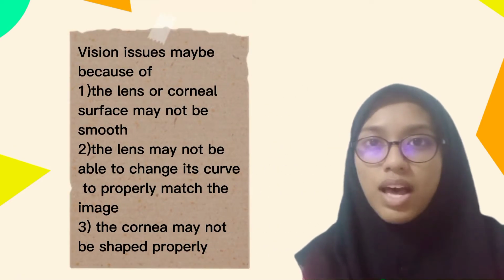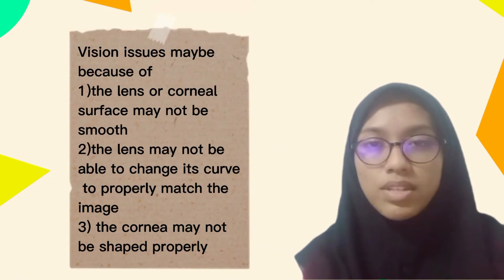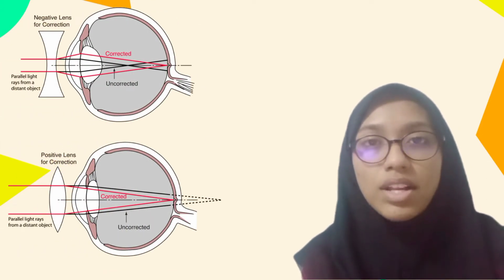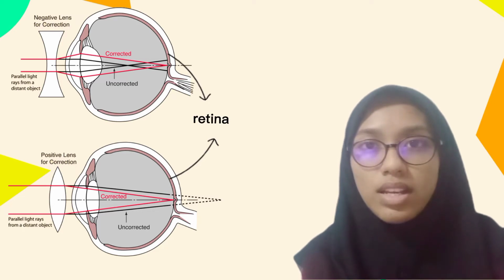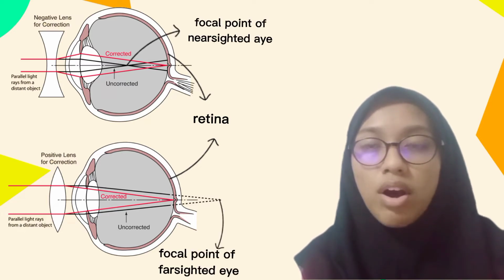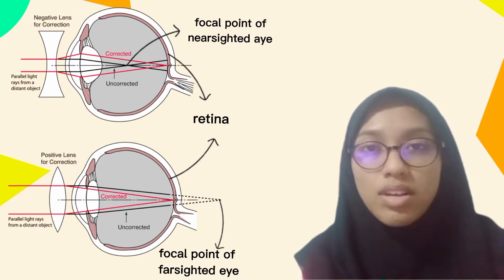However, some people's eyes have vision problems, so corrective lenses are designed to help the eyes focus incoming light directly onto the retina, thus producing clear vision. They work by bending light to move the focal point of the light coming into the eyes closer or further away, depending on the vision problem.